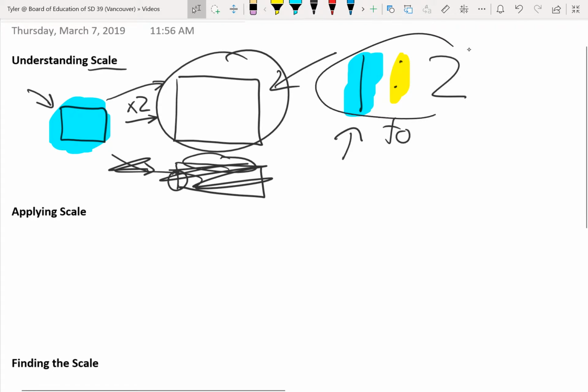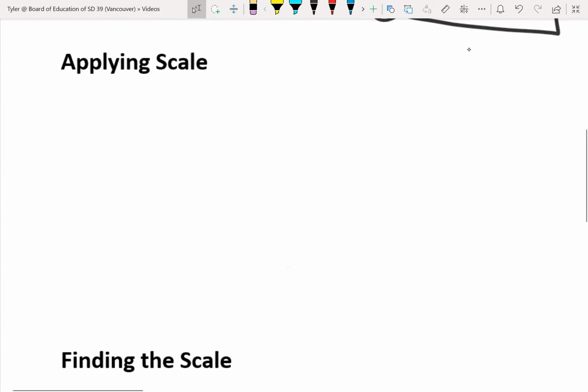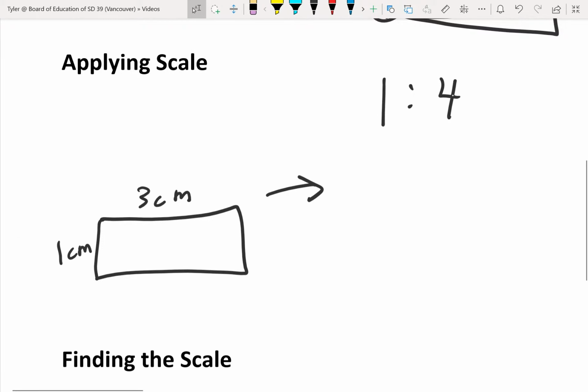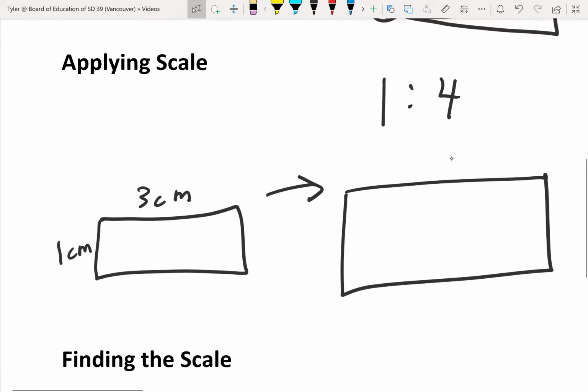So now that we know what this scale means, we can apply it to some situations. For example, let's draw another rectangle. I'm going to make up some measurements, 3 centimeters and 1 centimeter. If we're going to draw a new rectangle using a scale of 1 to 4, I'm going to sketch it really fast. It's going to be wrong, but let's write how long the sides would be.